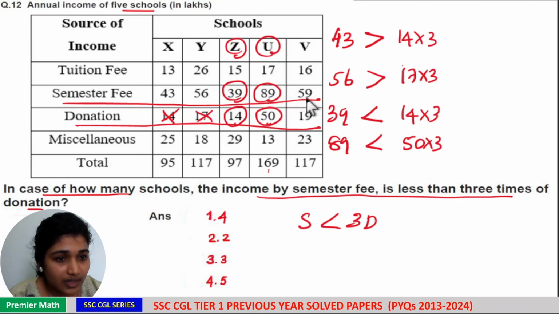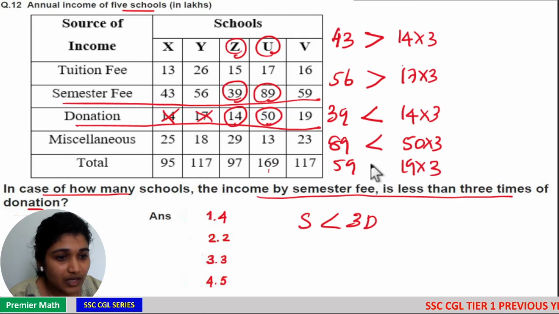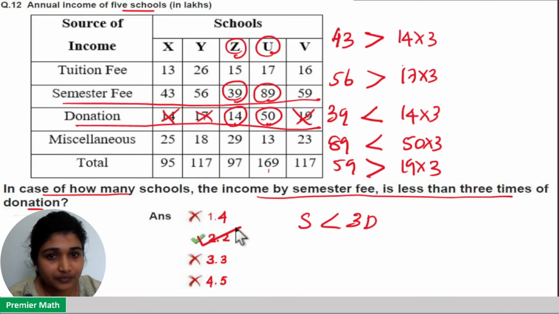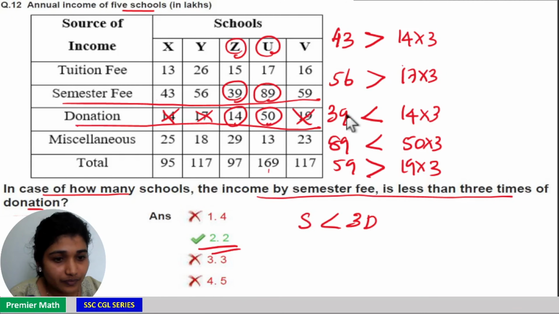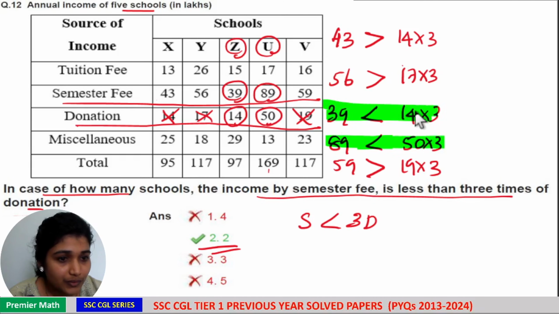And the last one is 59 semester fees and 19 donation. 19 into 3 is equal to 57, which is less than 59. So eliminated. So 2 schools. Option 2 is your answer. Here, semester fees less than, the option is for 2 schools.